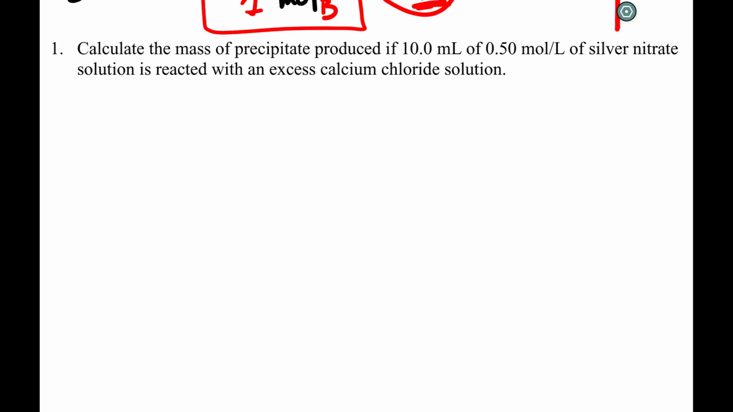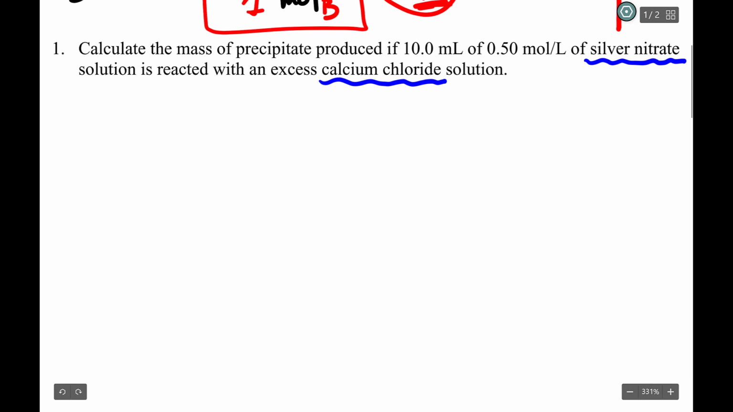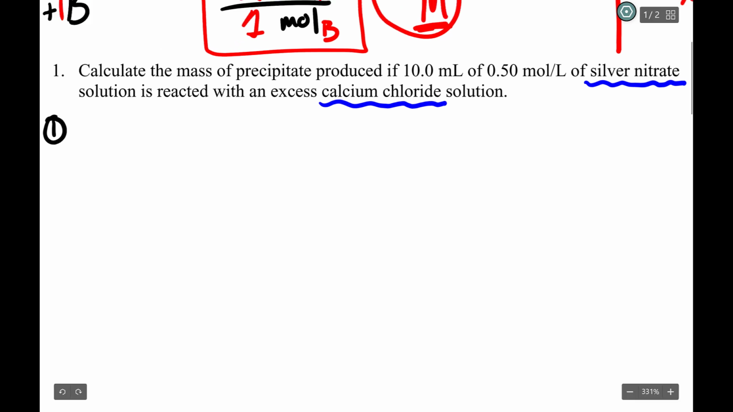So it says, calculate the mass of precipitate produced if 10 milliliters of 0.5 molar silver nitrate solution is reacted with an excess calcium chloride solution. So step number 1 is going to be for you to write the balanced double replacement reaction between calcium chloride and silver nitrate solution. Pause the video now and write out the balanced chemical reaction. Okay, now that you've had a chance to do that, let's work on it.